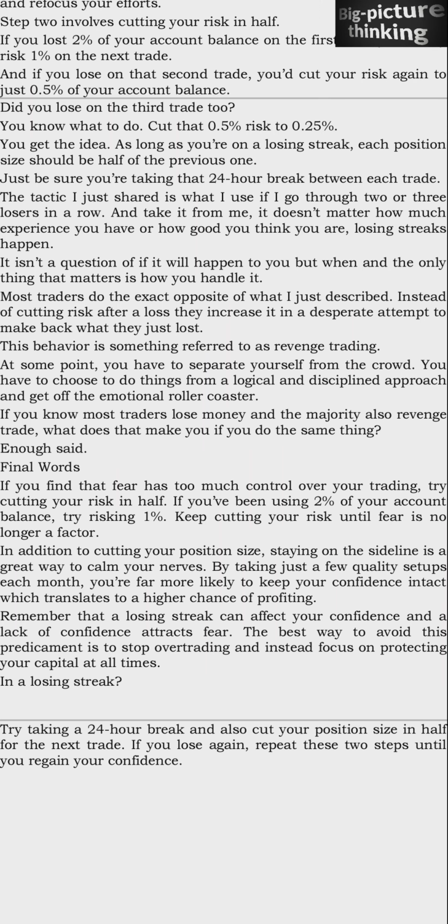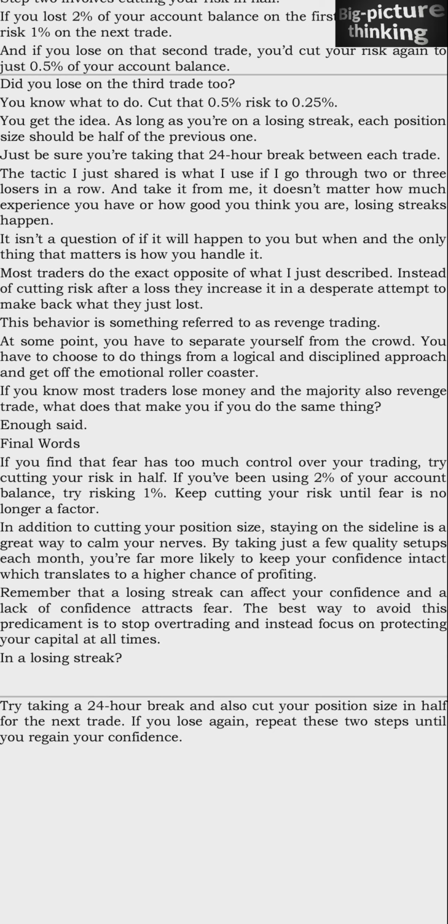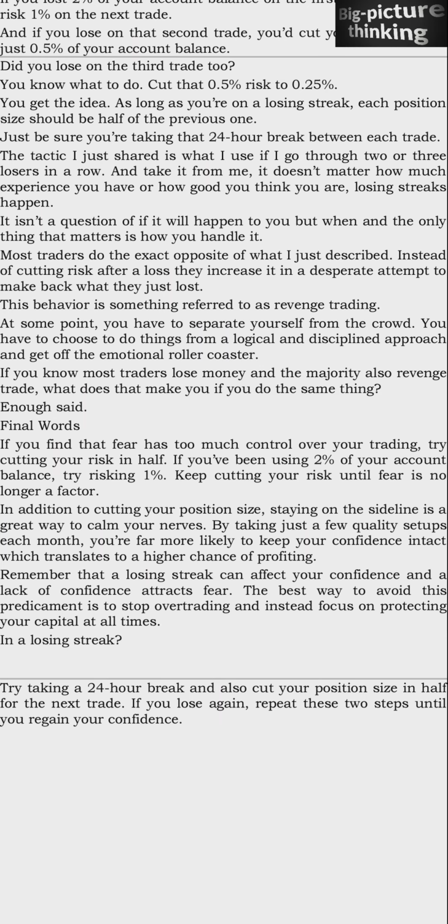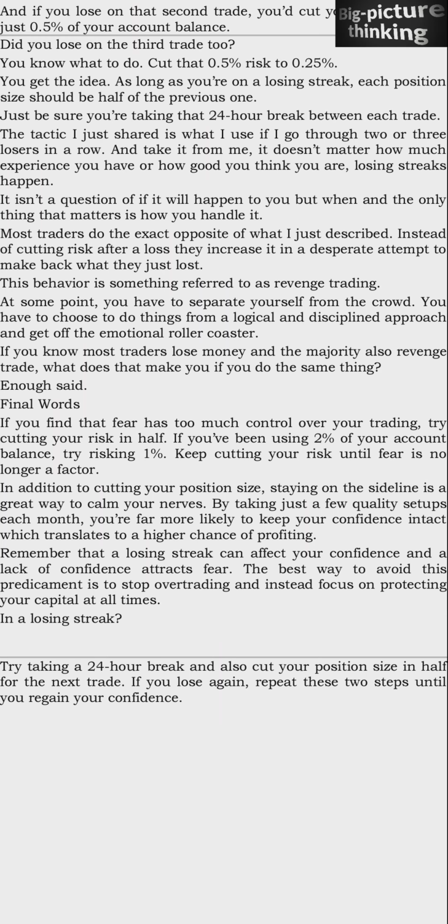At some point, you have to separate yourself from the crowd. You have to choose to do things from a logical and disciplined approach and get off the emotional roller coaster. If you know most traders lose money and the majority also revenge trade, what does that make you if you do the same thing? Enough said.